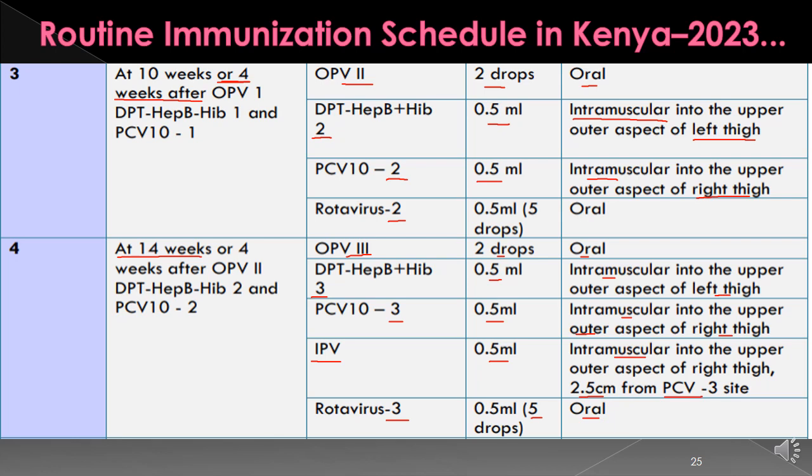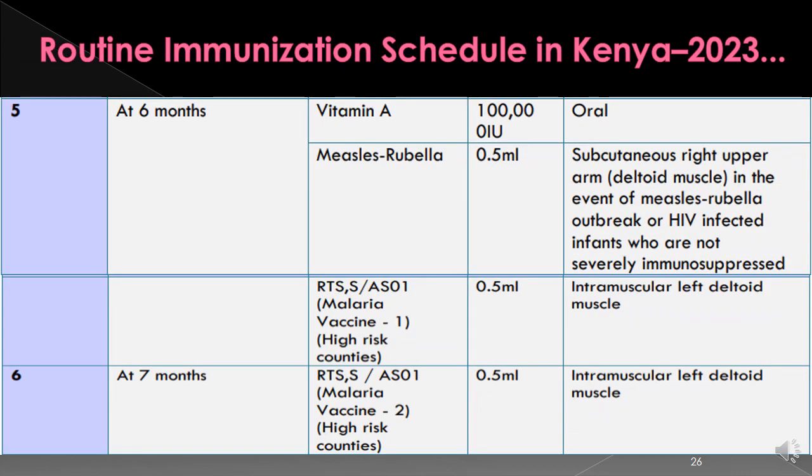So we have the usual 4 vaccines, but now they are the 3rd doses. Then we have a new one, the injectable polio vaccine. And then you're giving it on the same right thigh like the pneumococcal vaccine, but you have to give an interval of 2.5 centimeters from the site where you gave the pneumococcal vaccine. Then the child goes home and is given a return date for when they are 6 months old.